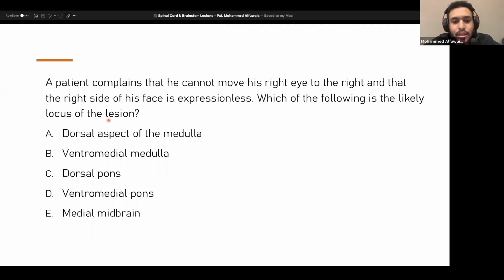Cool. Now, last 3 slides, which will be questions. A patient complains that he cannot move his right eye to the right, and that his right side of his face is expressionless. Which of the following is the likely locus of the lesion? This is a trick question.